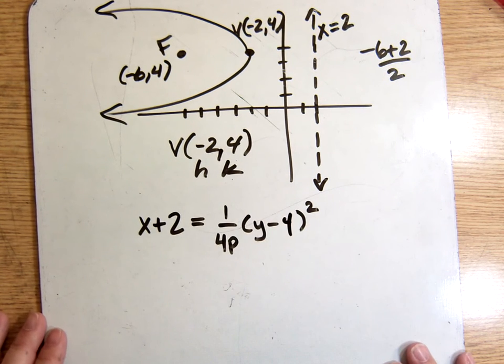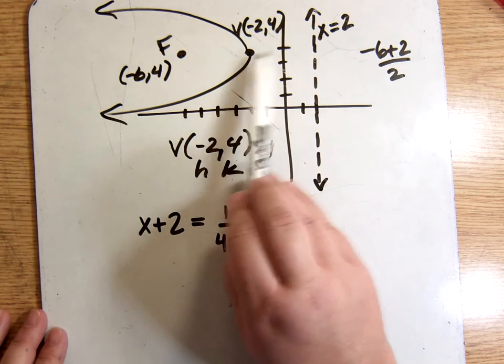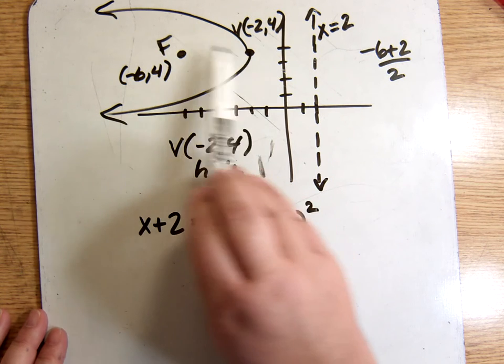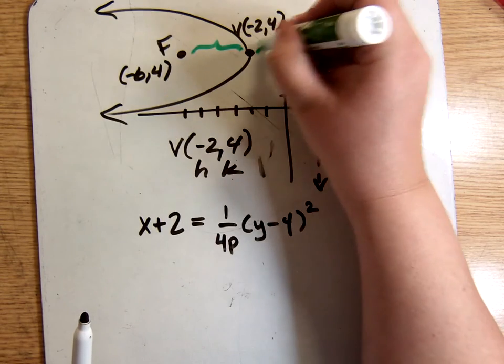The next thing is p. P is the distance from the vertex to the focus. It's really also the distance from the vertex to the directrix. Remember, the mama bear is exactly in the middle. So these 2 distances are the same. This part here and this part here.